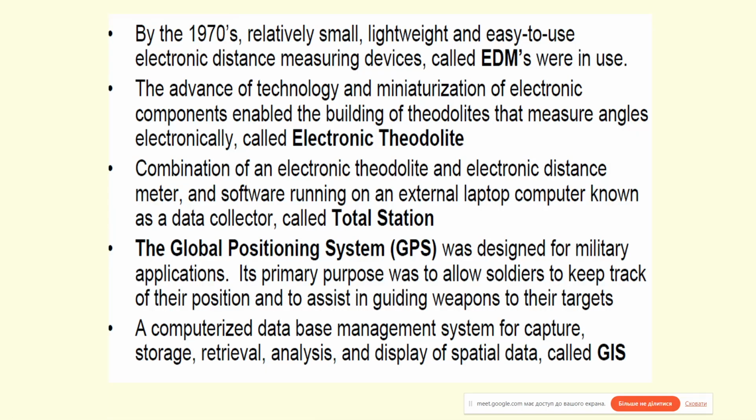By the 1970s, relatively small, lightweight, and easy-to-use electronic distance measuring devices called EDMs were in use. The advance of technology and miniaturization of electronic components enabled the building of theodolites that measure angles electronically, called electronic theodolite. The combination of an electronic theodolite, electronic distance meter, and software running on an external laptop computer known as a data collector is called total station.